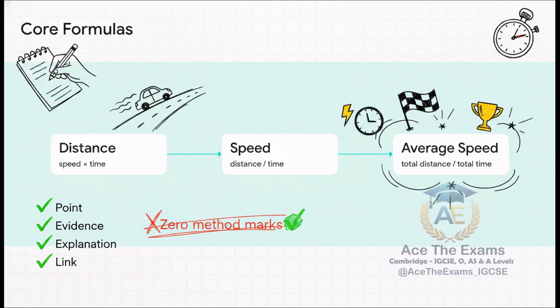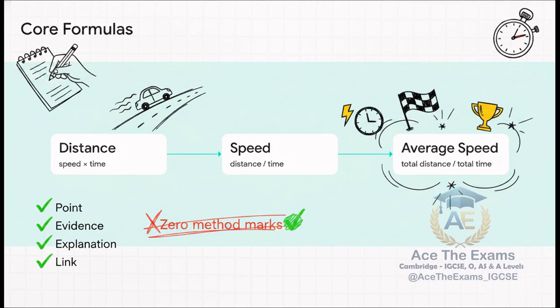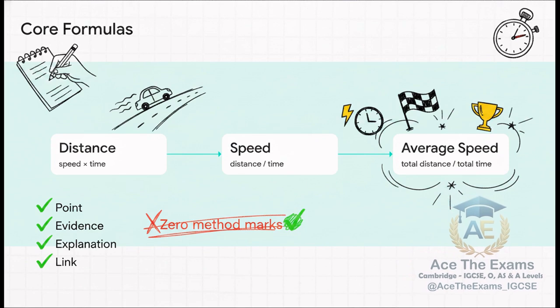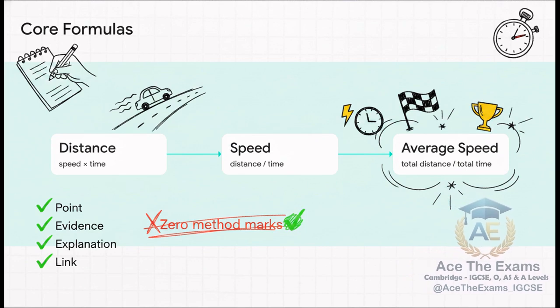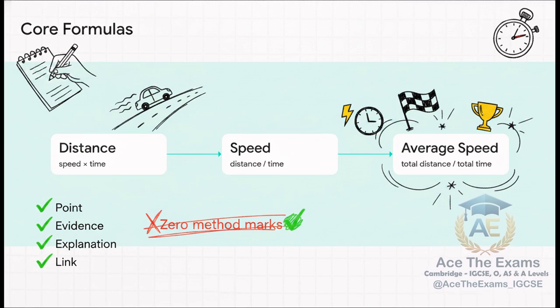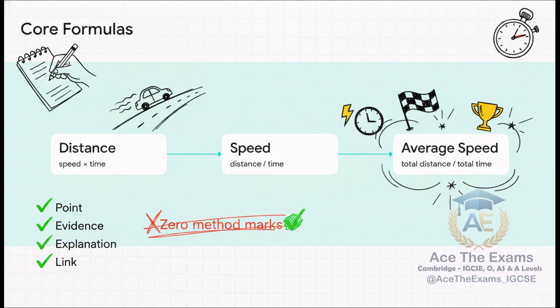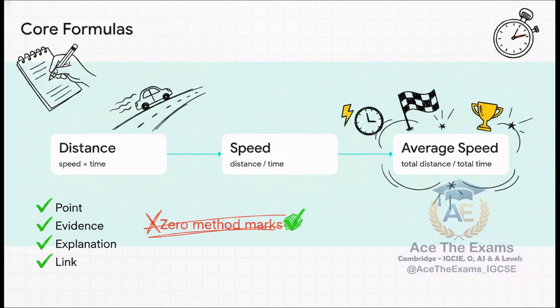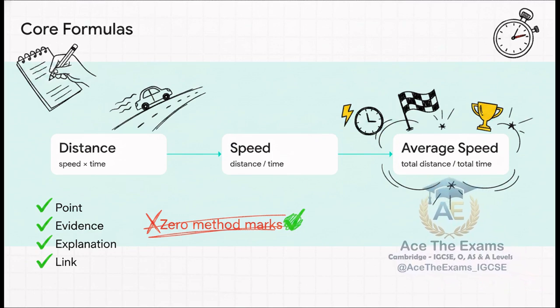First, make your point by stating the formula. Speed equals distance divided by time. Next, provide your evidence straight from the text. Distance equals 100 kilometers, time equals 2 hours. Then, show your explanation with the substitution. Speed equals 100 divided by 2. And finally, link it all back to the final answer with units. Average speed equals 50 kilometers per hour.